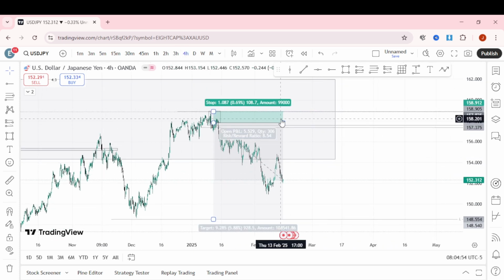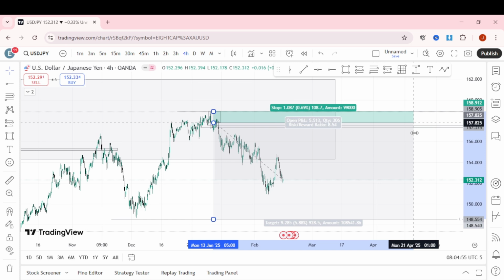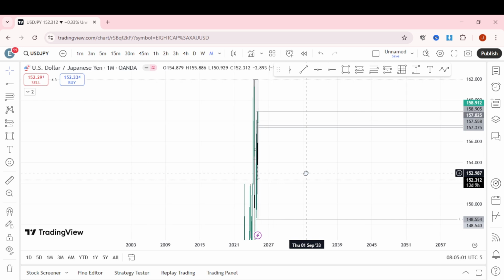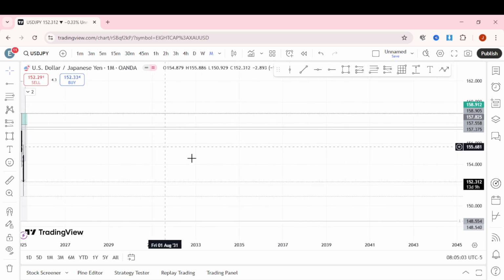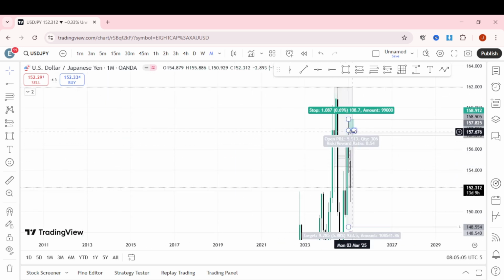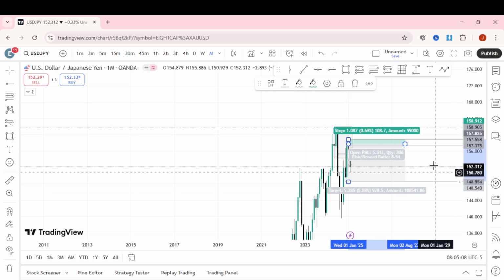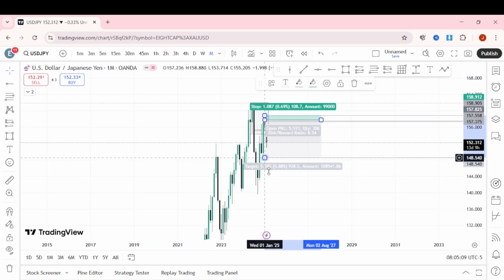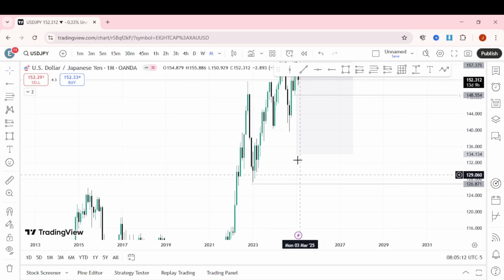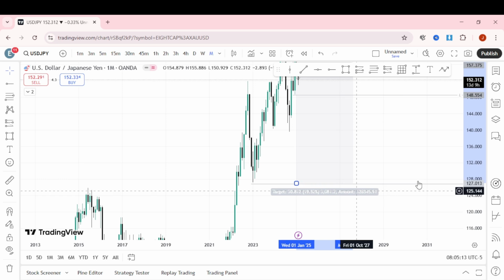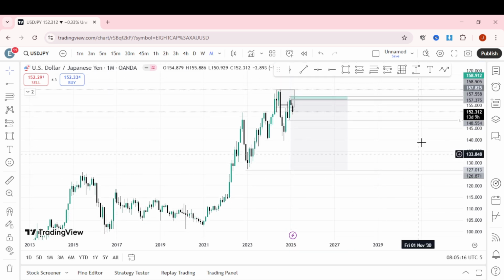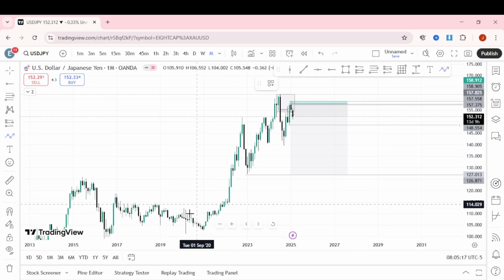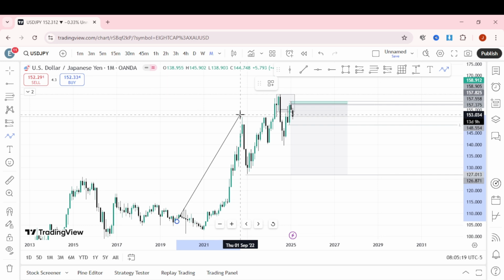But if you want to go on a long term, you can go up to the monthly time frame. Let's go to the monthly time frame. Let's say you want to leave this trade for a very, very long time. You could set your TP right here. So I told you this itself is a range. Price came all the way down, and this is another range.